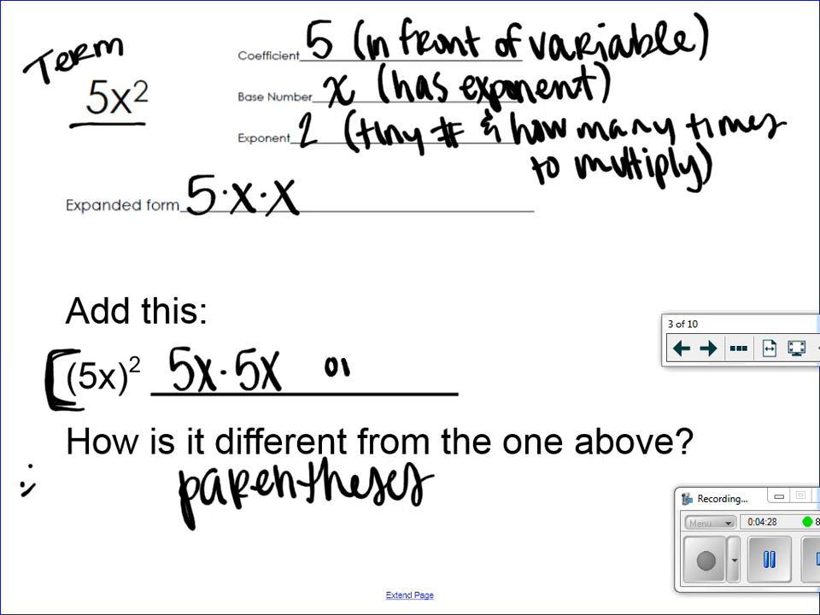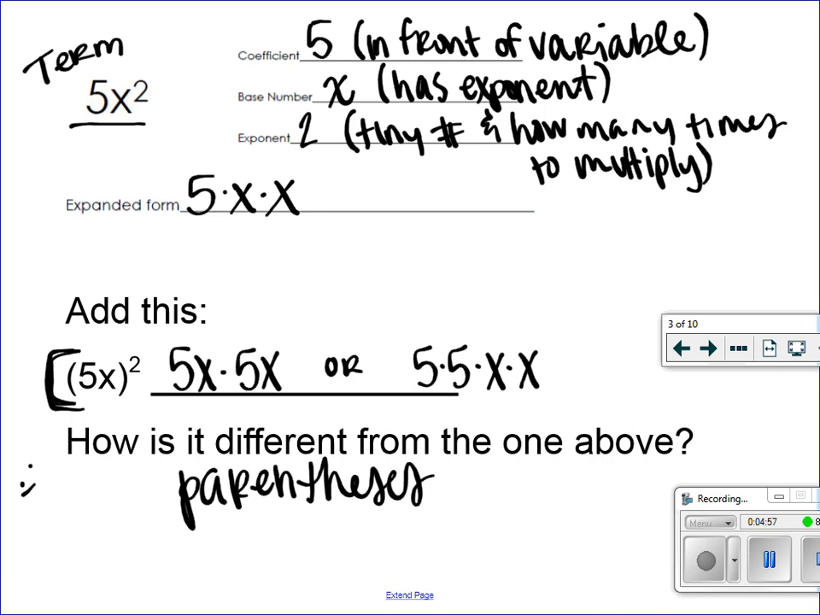Or we can write it, if you want to separate it so the 5s are together, so 5 times 5 and then x times x. You can do that as well, because you can switch around multiplication. Either way to write it. But the parentheses make a difference. That is going to be huge when we get into all of the different laws that we're going to do throughout the week. Parentheses make a big difference.